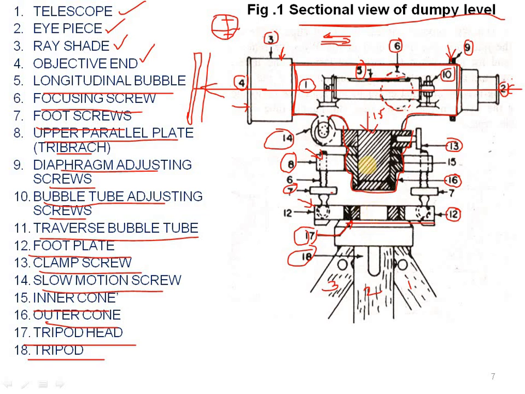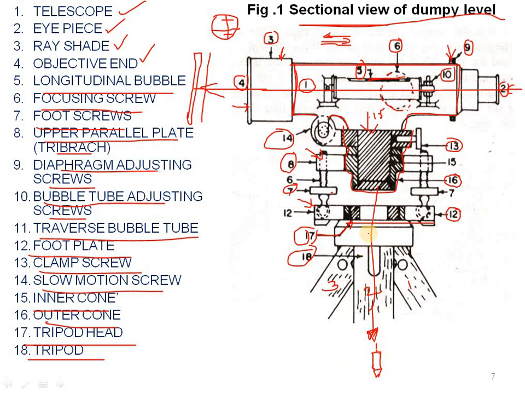On this the dumpy level will be fixed. When we fix the dumpy level, we have to set up the instrument on the ground, and we have to keep the plumb bob from the center of the point. It will be going to the ground level. When the plumb bob settles, a peg will be there at the bottom on the ground. So this will be located at the center point.